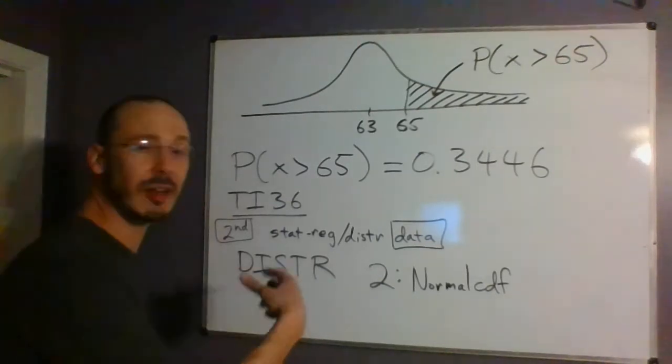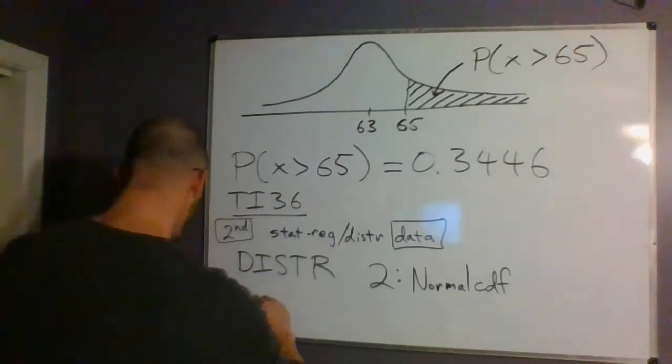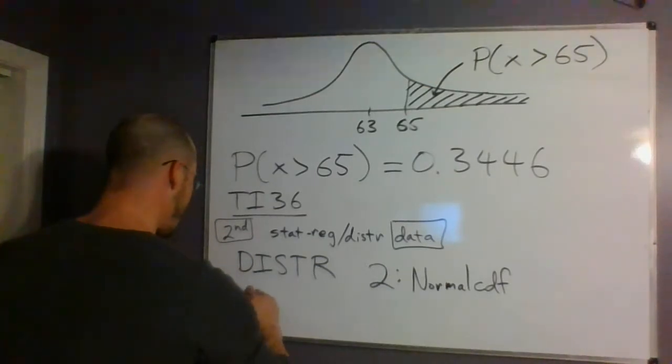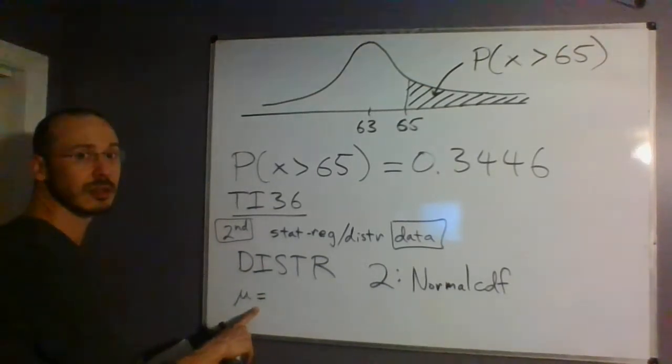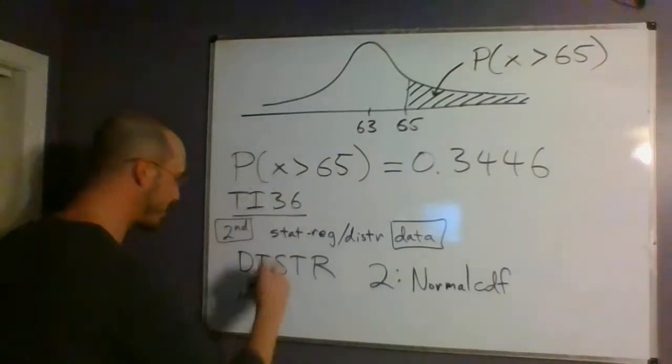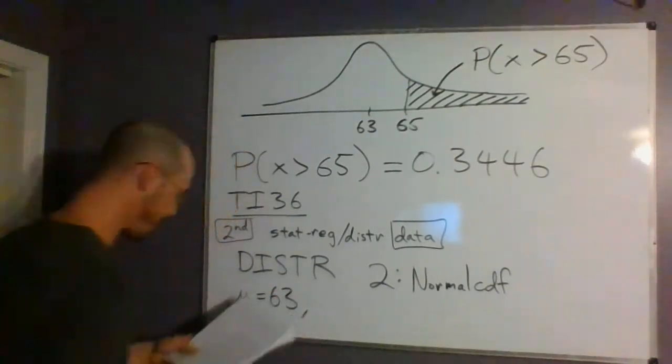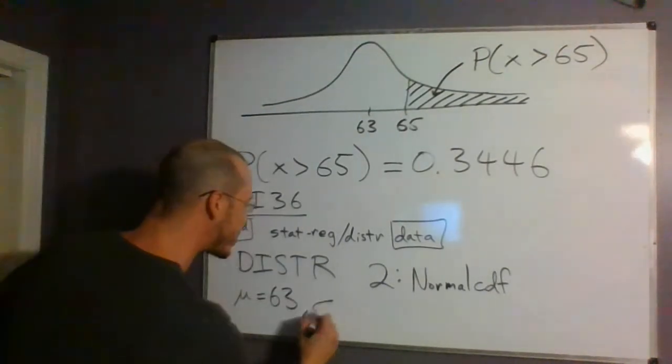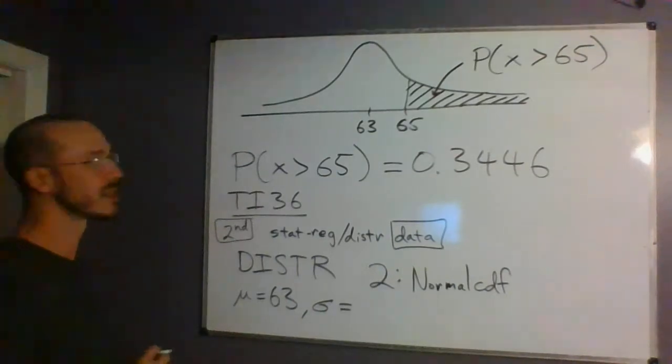It's going to give you an input menu that says put in the mean. In this case, the mean is 63, so I would put in the 63. And then the standard deviation, sigma, is 5.